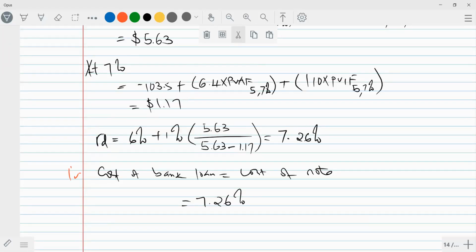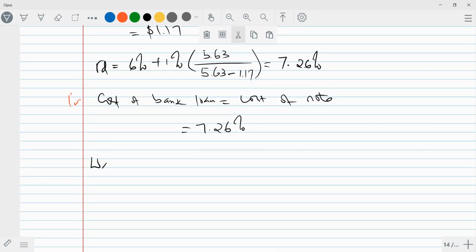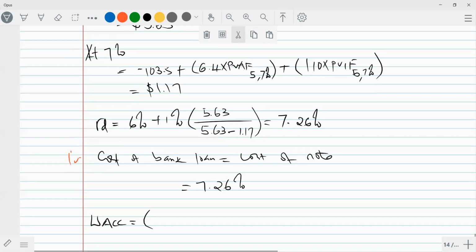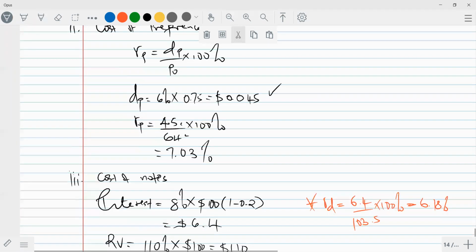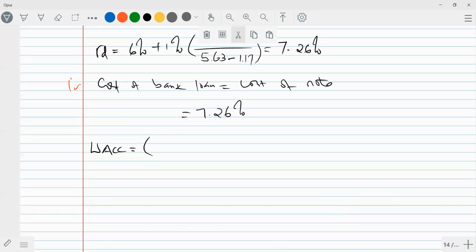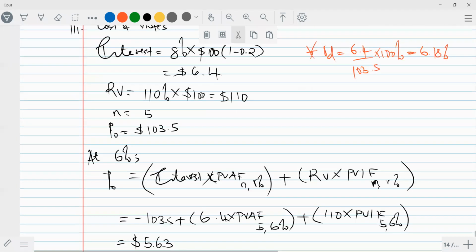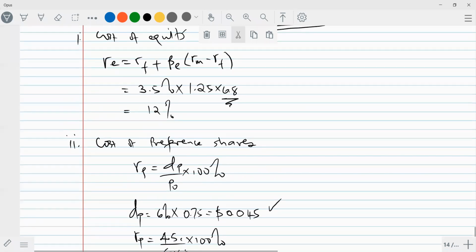Having done that, we now simply determine the weights times the cost of the individual source: the weight of that capital source multiplied by its cost, and we add for all the different capital sources. Therefore, the next bit is the weighted average cost of capital. This company is financed by equity with a market value, which we got here, of 91.5 million, times the cost of equity, which you have just done, equal to 12%.